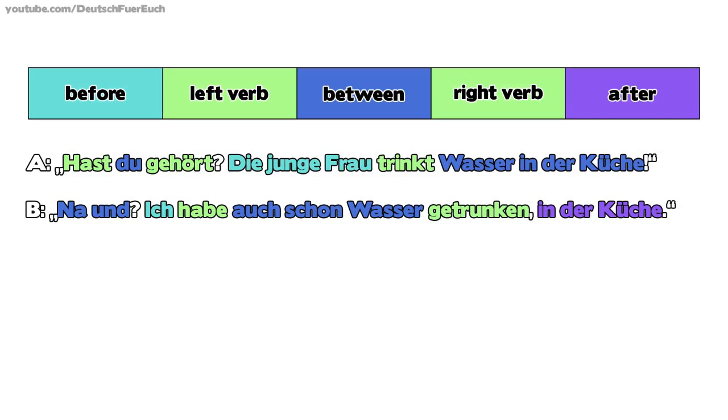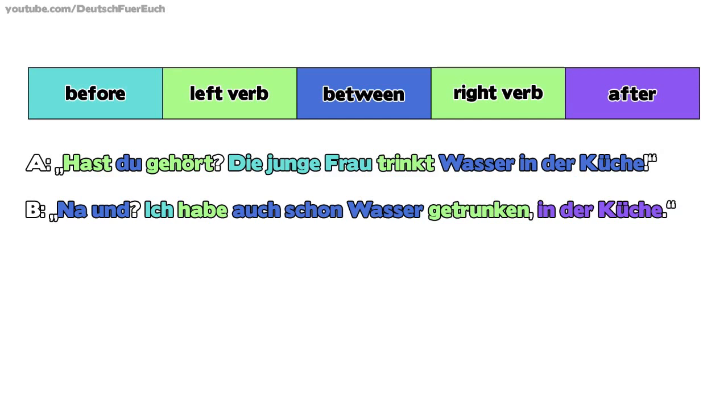Standard sentence, the young woman is drinking water in the kitchen. Speaker B says, "Na und?" So? Ich habe auch schon Wasser getrunken. I have had water before. In der Küche, in the kitchen. He kind of forgot to say that, he has had water in the kitchen before. For whatever reason that is important, we will just leave out of the picture.